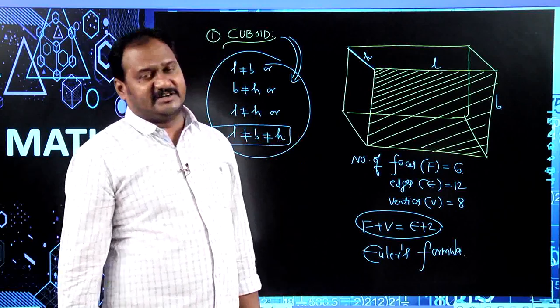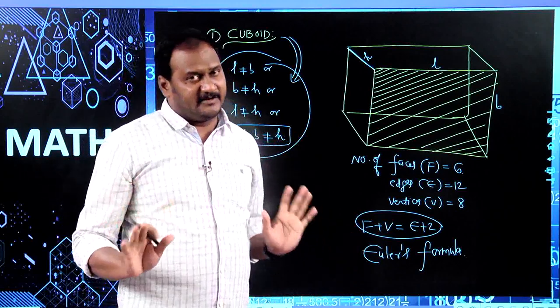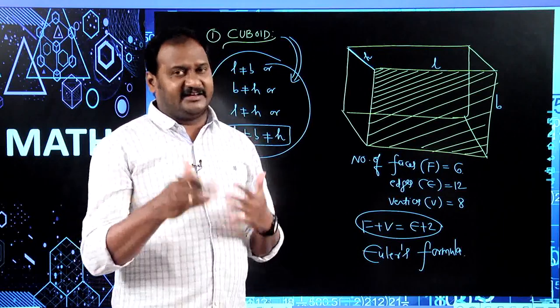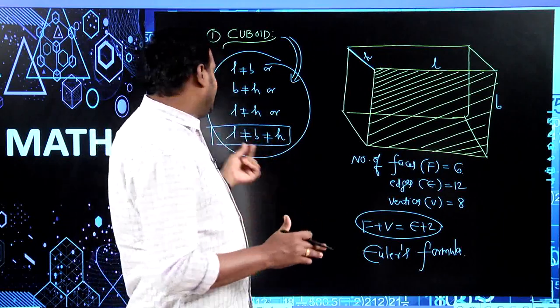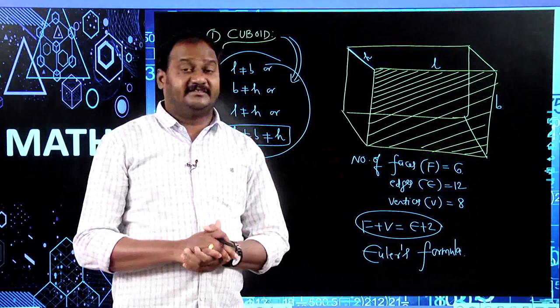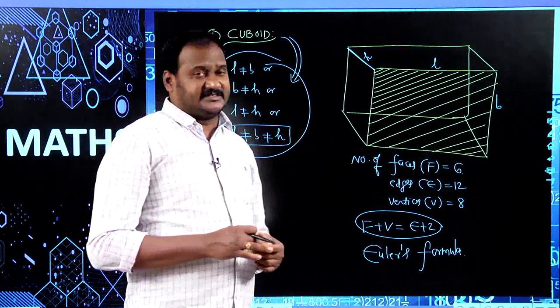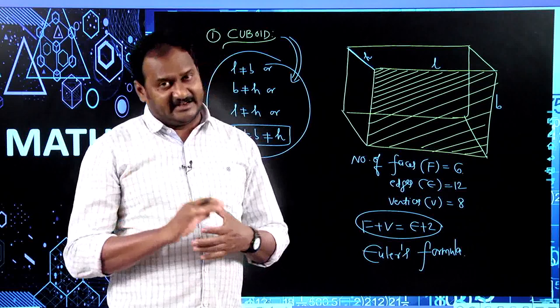L is not equal to breadth is not equal to height by default. Okay? Suppose if two of them are equal, it's okay, doesn't matter. Accordingly, we can frame the formula. So, when L is not equal to breadth is not equal to height, then every single face out of these 6 faces should be a rectangle.